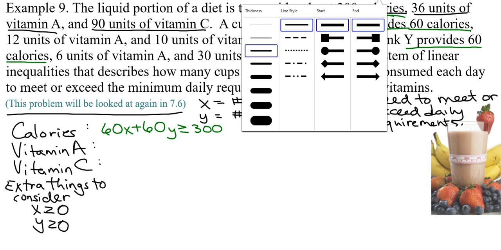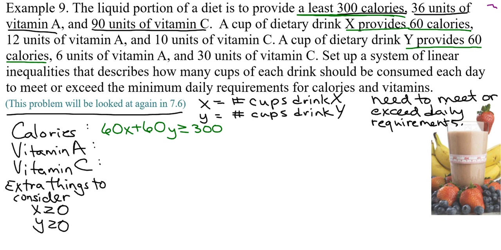Then our next constraint that we're going to look at is vitamin A. When I look at vitamin A, I need at least 36 units of vitamin A. In drink X, I get 12 units of vitamin A. In drink Y, I get 6 units of vitamin A. So that means that for my total vitamin A, for every cup of drink X, I'm going to get 12 units of vitamin A, and for every cup of drink Y, I'm going to get 6 units of vitamin A, and altogether I need at least 36 units.